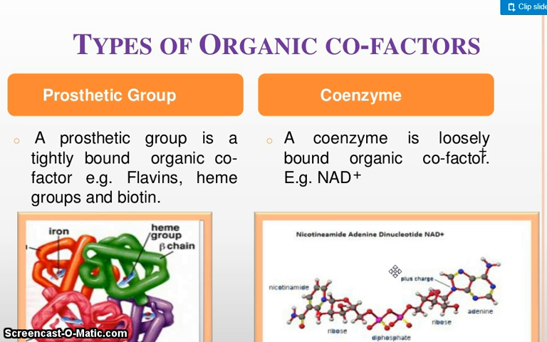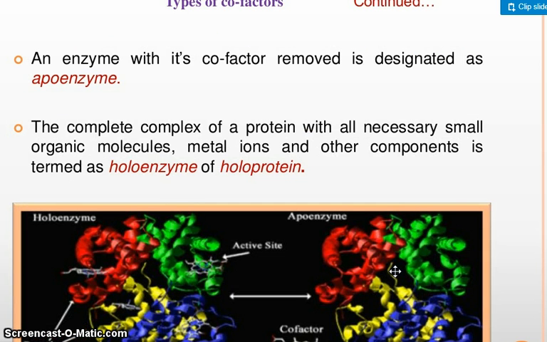You can see heme group, beta chain, iron, polypeptide molecule. A coenzyme is a loosely bound organic cofactor. Example, NAD+. So an enzyme with its cofactor removed is designated as apoenzyme. The complete complex of protein with all necessary small organic molecules, metal ions and other components is termed as holoenzyme or holoprotein.